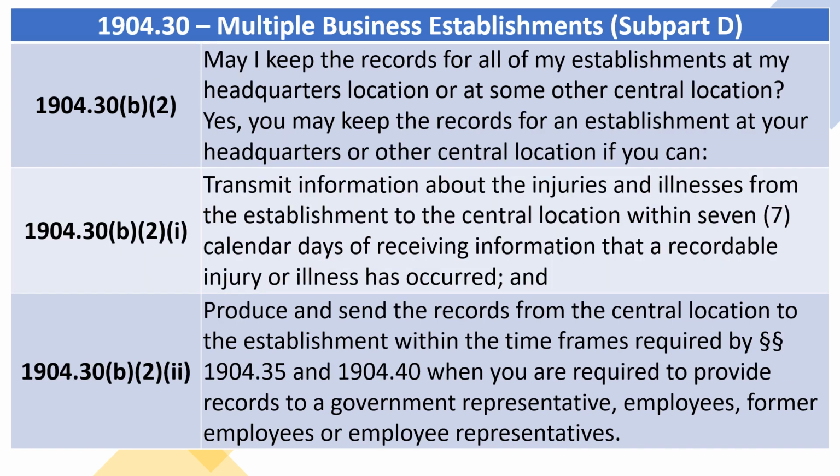1904.30(b)(2) May I keep the records for all of my establishments at my headquarters location or at some other central location? Yes, you may keep the records for an establishment at your headquarters or other central location if you can: 1904.30(b)(2)(i) and (ii), transmit information about the injuries and illnesses from the establishment to the central location within 7 calendar days of receiving information that a recordable injury or illness has occurred, and produce and send the records from the central location to the establishment within the timeframes required by sections 1904.35 and 1904.40 when you are required to provide records to a government representative, employees, former employees or employee representatives.